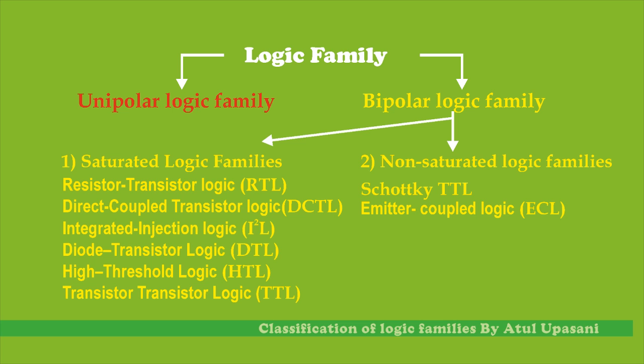The third type is integrated injection logic. In integrated injection logic, if a logic level has to be applied somewhere, some current is injected, so that is why it is called injected logic. So integrated injection logic has the facility to inject the input levels using current, so that is why it is called integrated injection logic. The fourth type is diode transistor logic. Here only diodes and transistors are used to construct the logic family, so that is why it is called diode transistor logic.